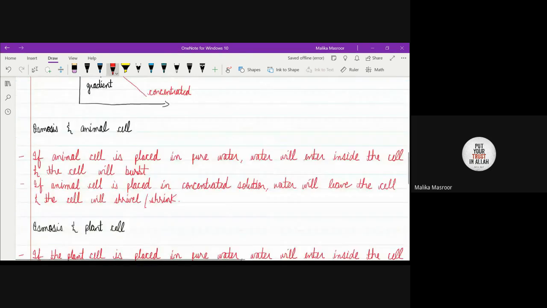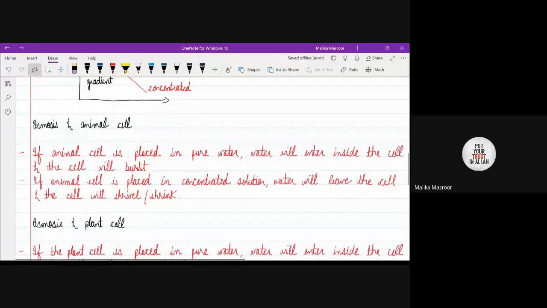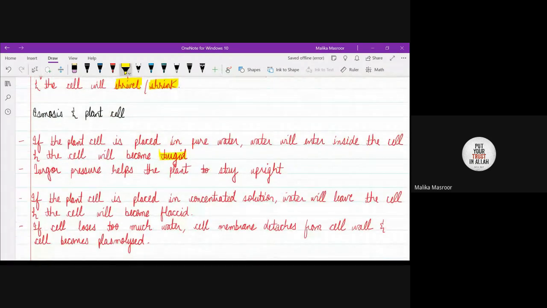So in osmosis, we learned four terms. Firstly, shriveling or shrinking. Burst is simple, you guys understand. Then we talked about turgid, flaccid, and then plasmolized. Is this clear, everyone? Any questions? Plasmolized means, Zoya, one second, I'll come to your question. Plasmolized means that your cell membrane detaches from the cell wall because of lack of water, it starts to detach.